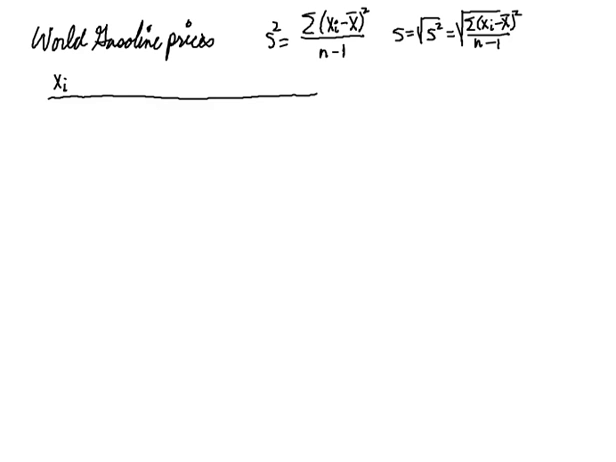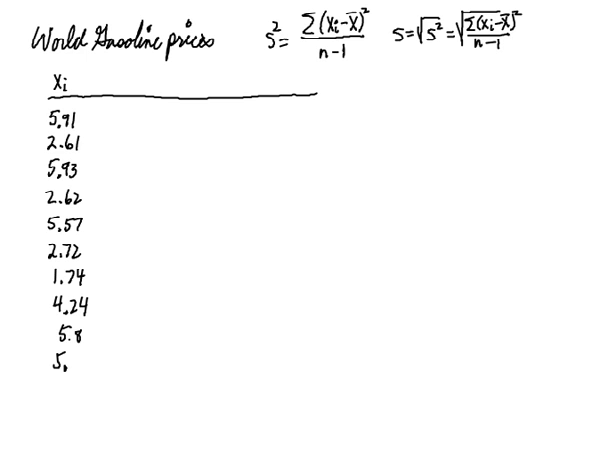So that would be the sample of 10 gasoline prices: 5.91, 2.61, 5.93, 2.62, 5.57, 2.72, 1.74, these are all dollar amounts, 4.24, 5.8, and 5.54.